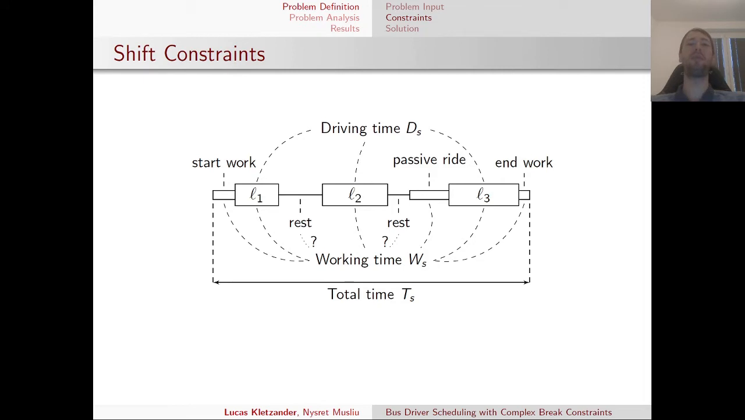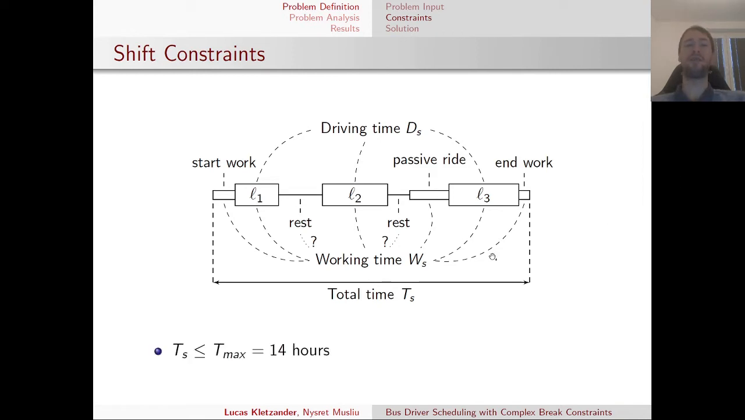Now what makes this problem very complex is that it has a lot of complex constraints based on legal requirements and a collective agreement. For any shift, basically we've got the bus legs, the larger boxes. There might be some working time before the first and after the last one. There's some idle time between the bus legs, and there might be passive ride time, which is changing to a different position without actively driving a bus.